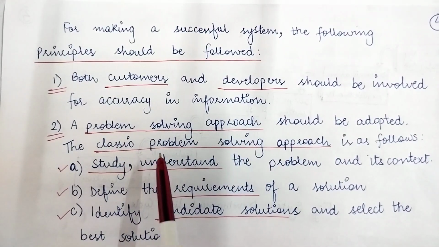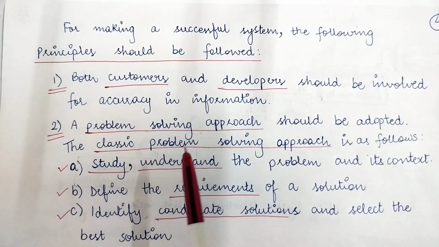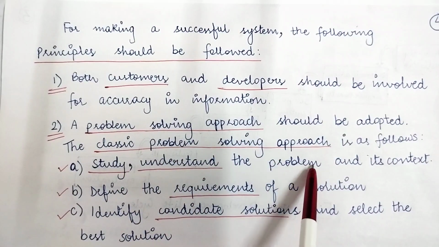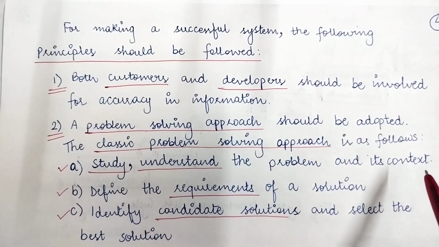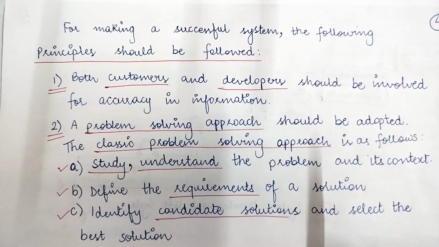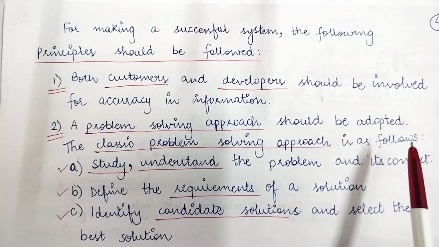The second principle is that a problem solving approach should be adopted. A classic problem solving approach says you study and understand the problem and its context. There are certain problems to which you need to find the solution, and that is why you are building the system. You wanted solutions for those problems, hence you thought of designing a particular information system which could solve them. So that is why a problem solving approach should be adopted.